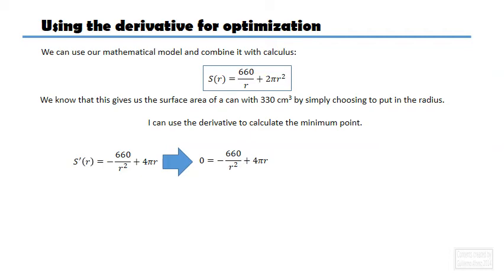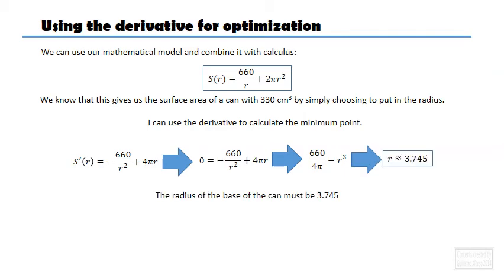Because, hold on a second, if you think about it, when the derivative is 0, I'm going to have a minimum point. That's going to be the point for which the surface area is minimum, the smallest. That means that I'm going to have the same volume, 330 cubic centimeters, but the surface area is going to be as small as possible. So I'm going to use as little material as I can, which is great because it's going to be cheaper. Now, I can solve for r, and this is what I'm going to get: approximately 3.745. So the radius of the base of the can must be 3.745 if I want to use as little material as possible to get a volume of 330 cubic centimeters.